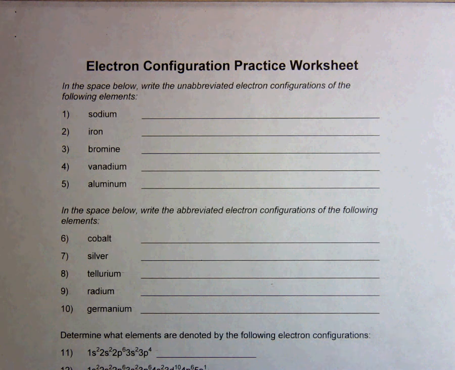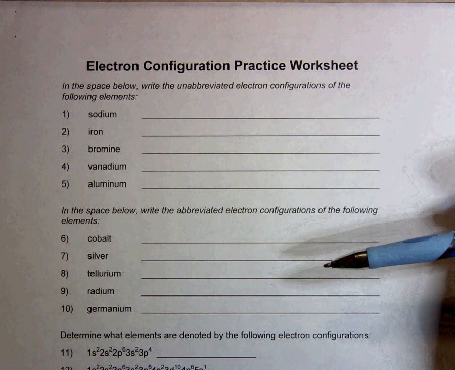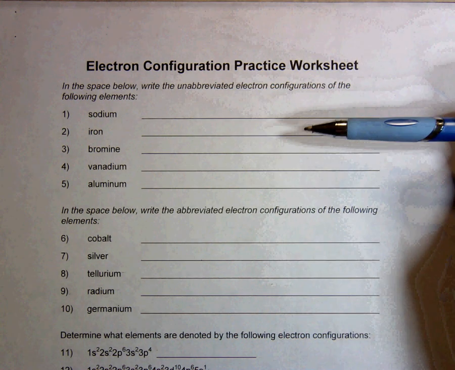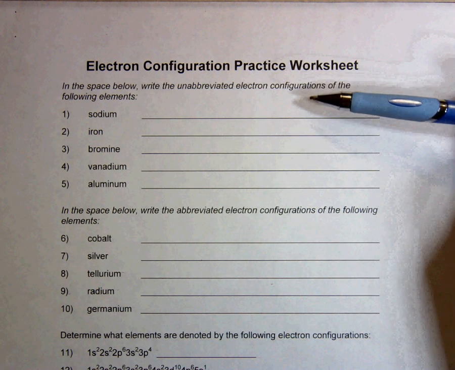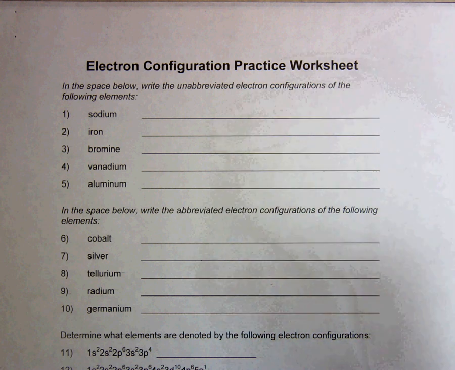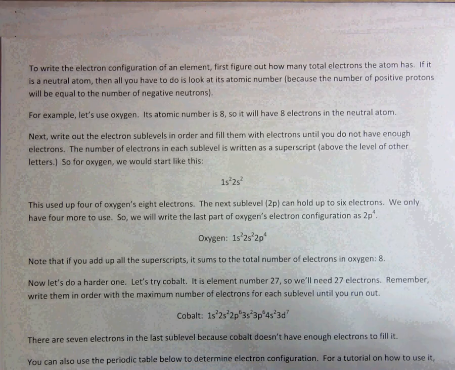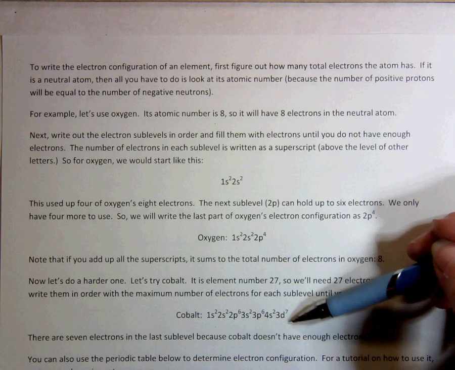Electron Configuration Practice Worksheet. There are several parts to this worksheet, and I'll go over each one individually. The first set of problems asks for the unabbreviated electron configuration. What it's asking for is something that looks like this. This is from your reading materials. You can see this right here, this one for oxygen, this one for cobalt.